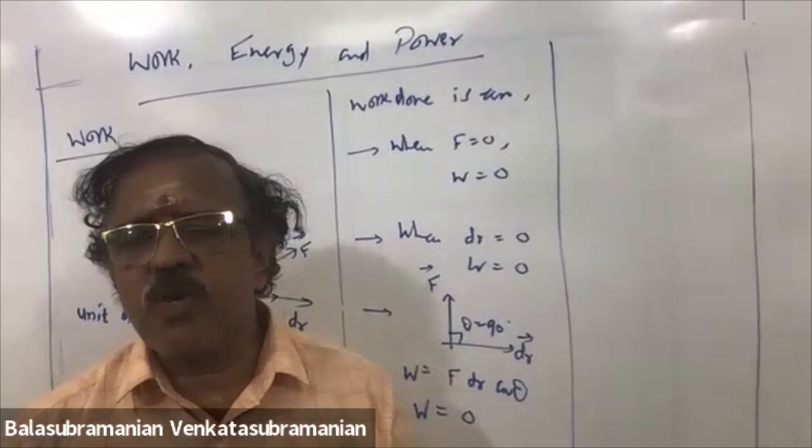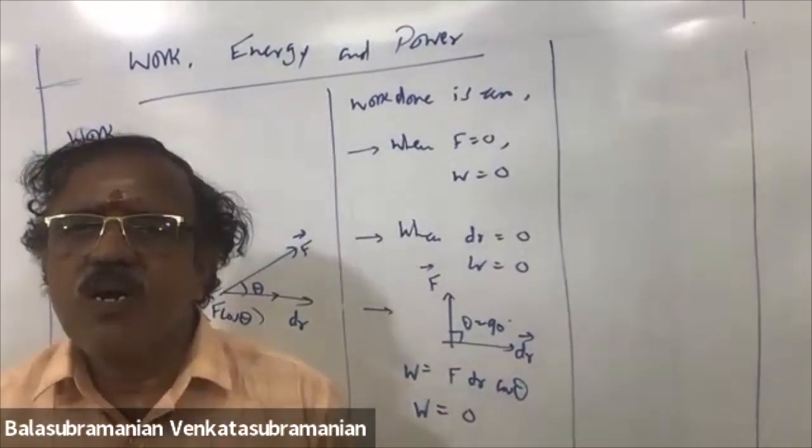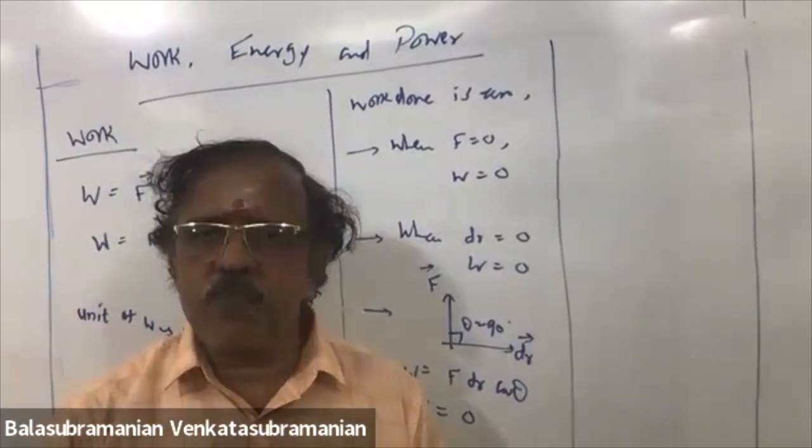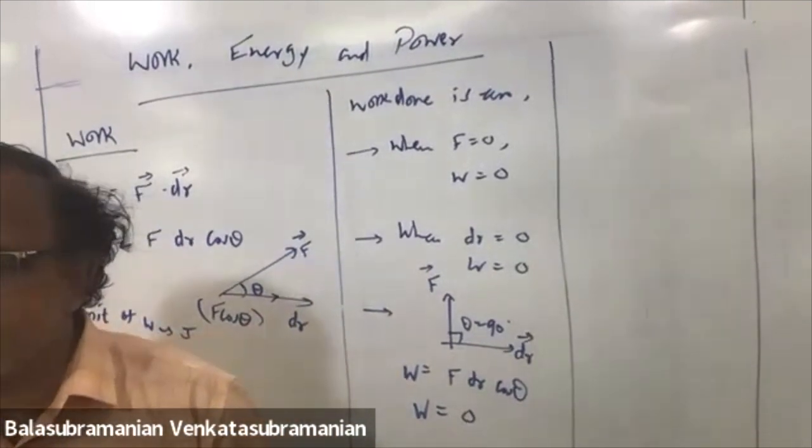Simple concept. Three cases of work done 0. Force is 0 means work done 0. Displacement is 0 means work done is 0. And force and displacement are perpendicular means work done is 0. So these are the three cases.